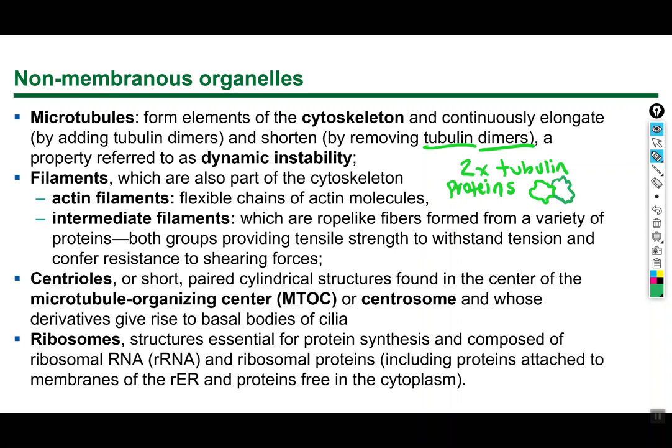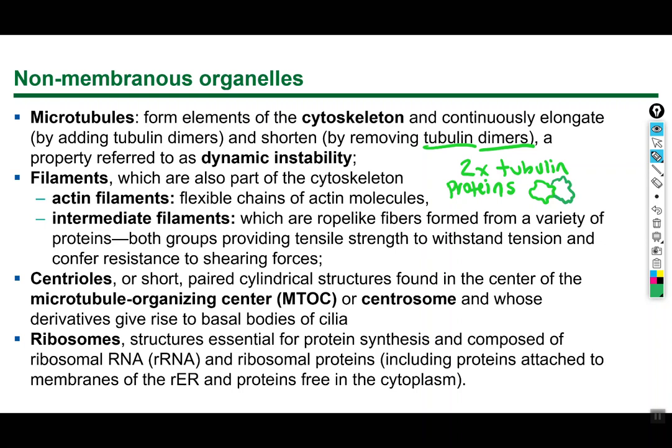Filaments are also part of the cytoskeleton. They're smaller. Actin filaments form from actin, and these are flexible chains. And then intermediate filaments, which are more rope-like, these allow cells to withstand shearing forces, so resistance to being torn apart.